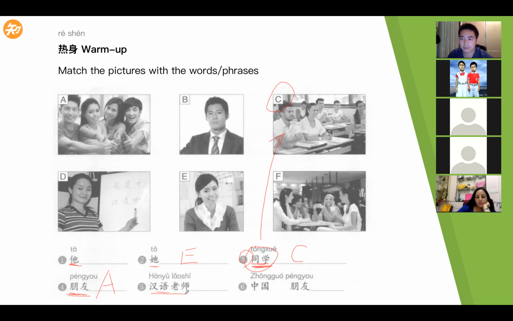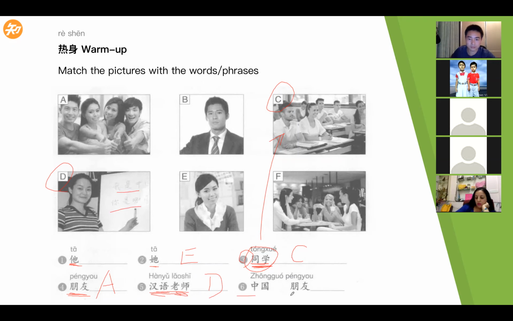Tanvir. 她女儿老师, 汉语老师. Yes. So 汉语老师: 汉语 means Chinese, and 老师 means teacher. So who is the Chinese teacher? She is, right? She's teaching Chinese here. She's writing some Chinese here. Okay, the next one.